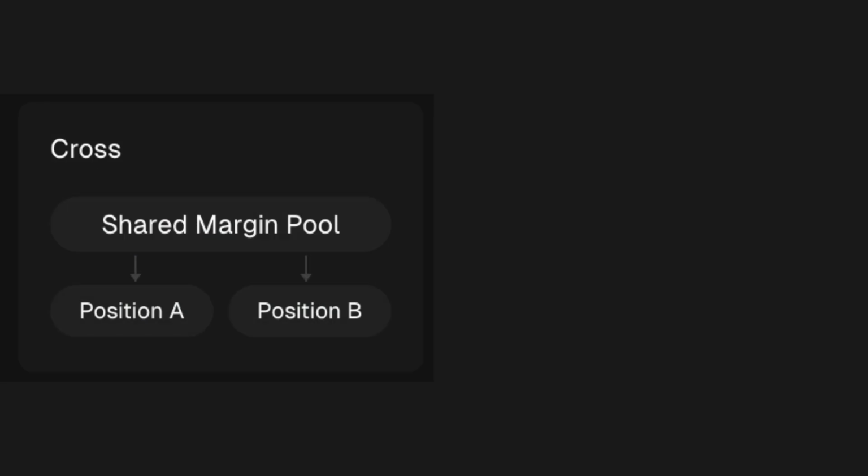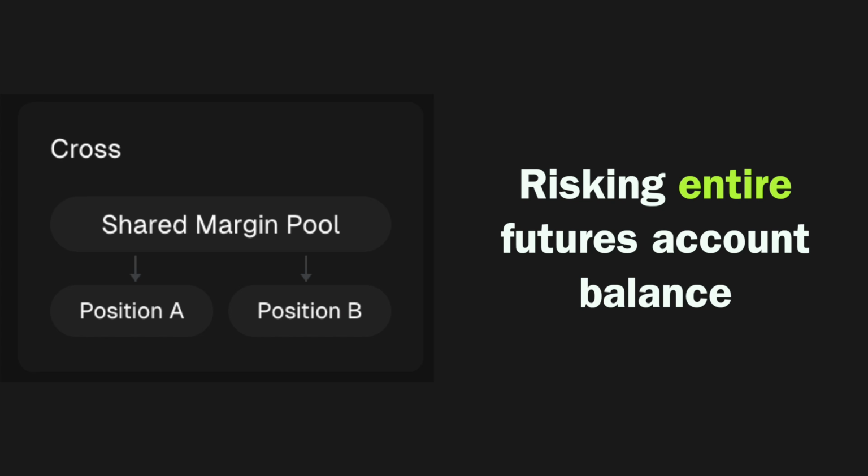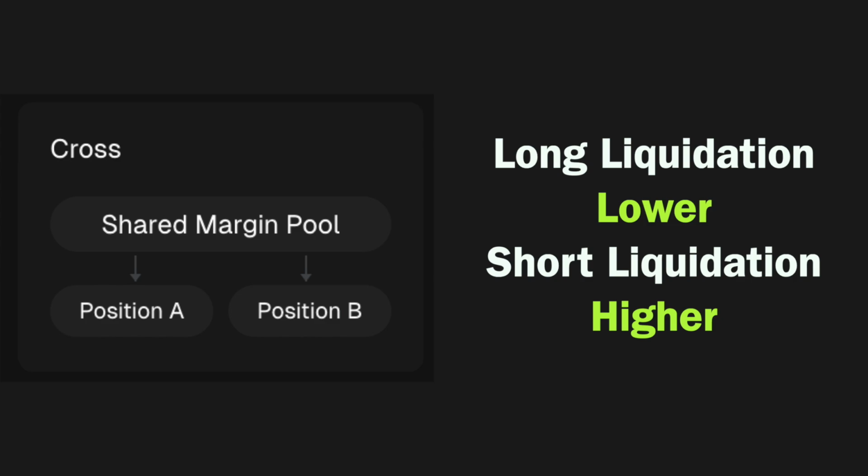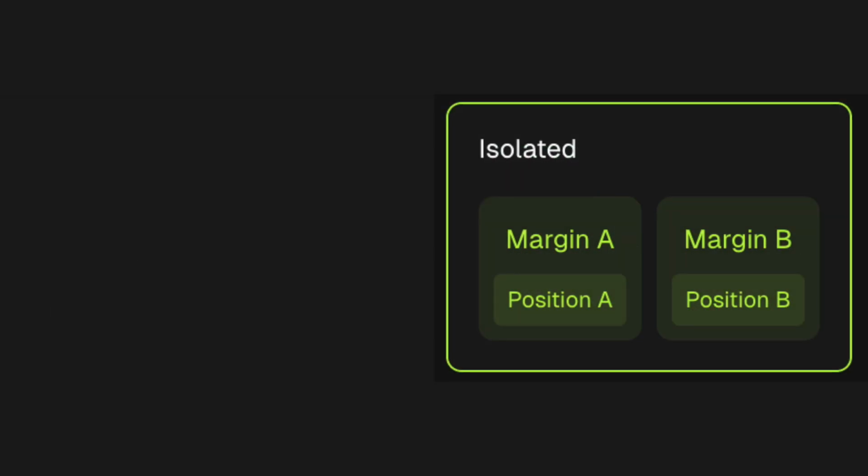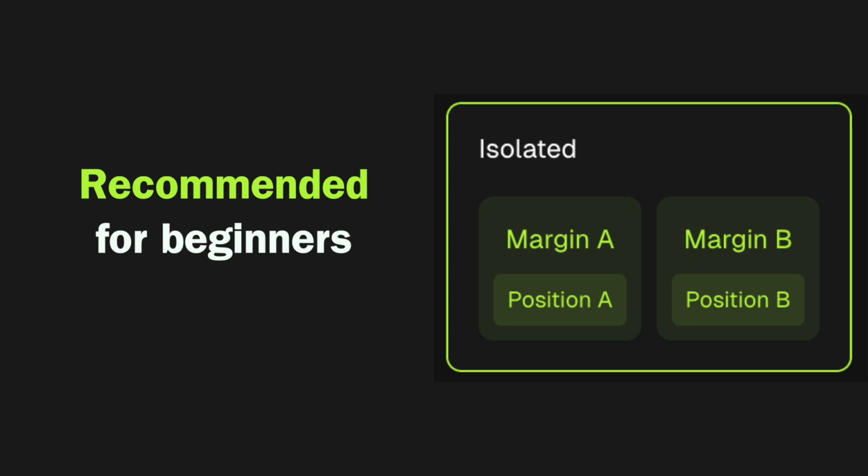In cross-margin mode, your entire futures trading account balance is used as collateral for all of your open trades. If you open a $50 long position but you have $200 sitting in your futures account balance, you are risking that entire $200. The advantage of that, however, is that your long liquidation price would be significantly lower and your short liquidation price would be significantly higher, meaning that the price has more room to move against your desired direction before you get wiped out. For most beginner traders, I would recommend sticking with isolated margin and exposing yourself to less risk per trade.